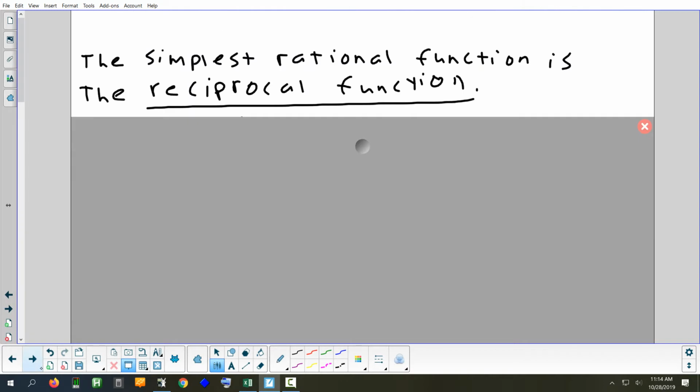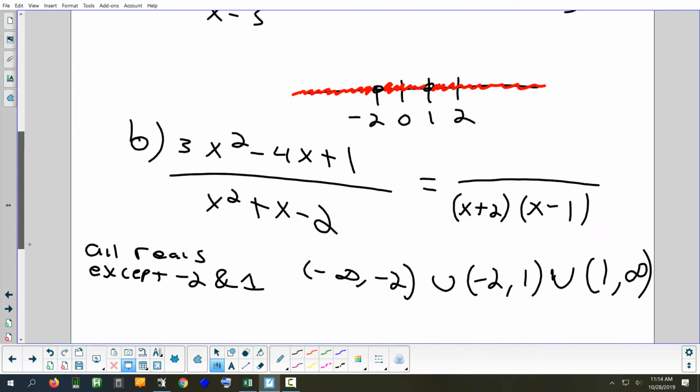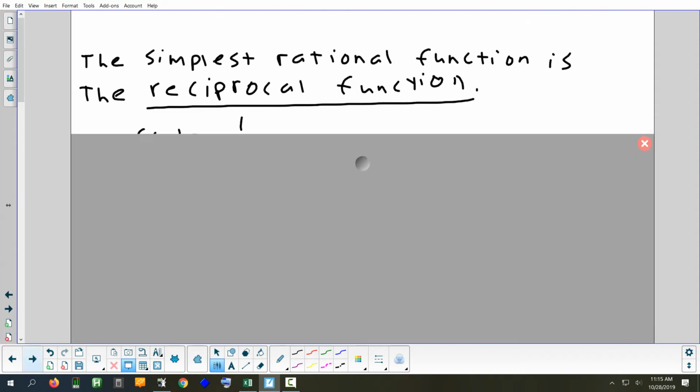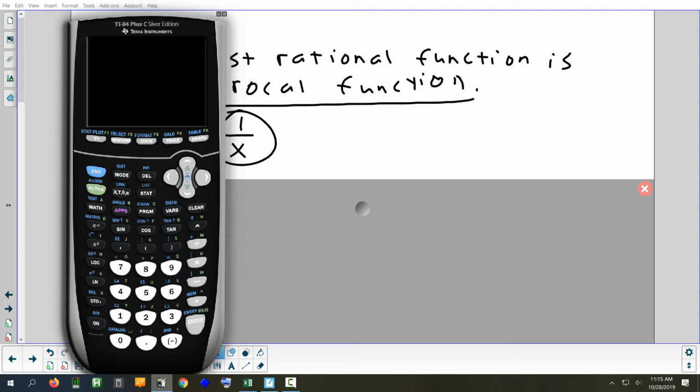Okay. So the simplest rational function you can have, okay? Like A, that's kind of a complicated one, right? B is even more complicated. C, that's also pretty complicated. This is the simplest one you can have. 1 over x. Okay, that's called the reciprocal function. So let's graph it and see what it looks like.